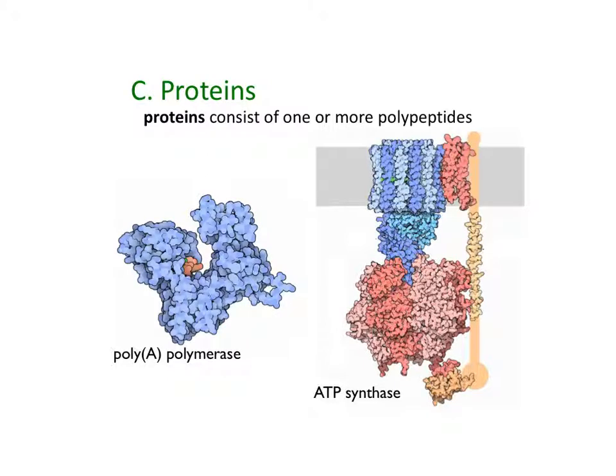So in this picture you can see an example of a couple of proteins. Proteins are polypeptide chains, either one polypeptide chain by itself, which you can see here is an example of poly-A polymerase, or ATP synthase, which is made up of multiple polypeptide chains, but is still considered a single protein. So single versus multiple.